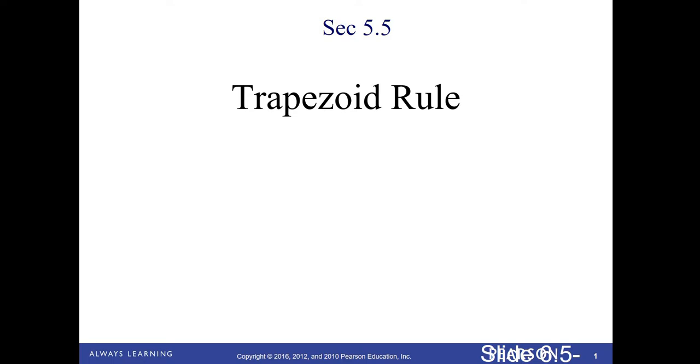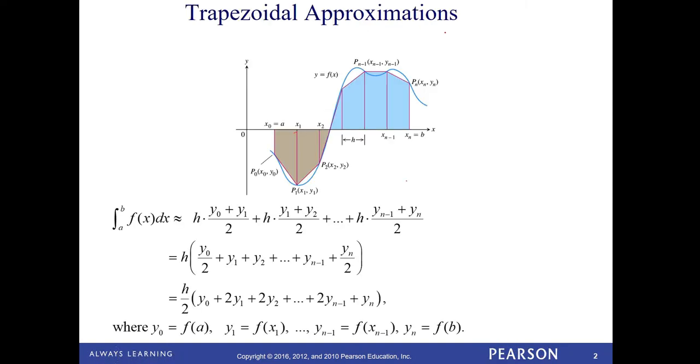Section 5.5 is the trapezoid rule. If you remember, this is another way to approximate area under a curve. So for the trapezoidal approximations, we're going to add up all of these trapezoids. Each trapezoid has the equation 1/2 the height times b sub 1 plus b sub 2. That's our regular area of a trapezoid.